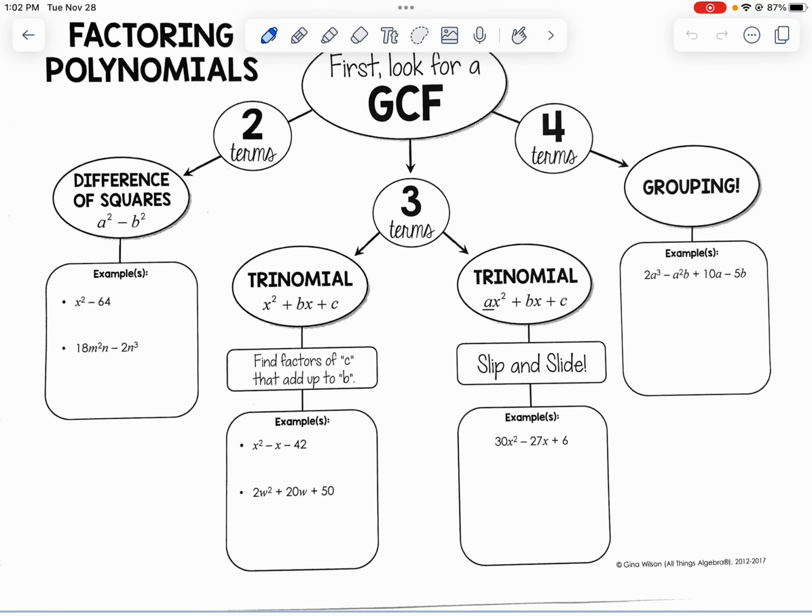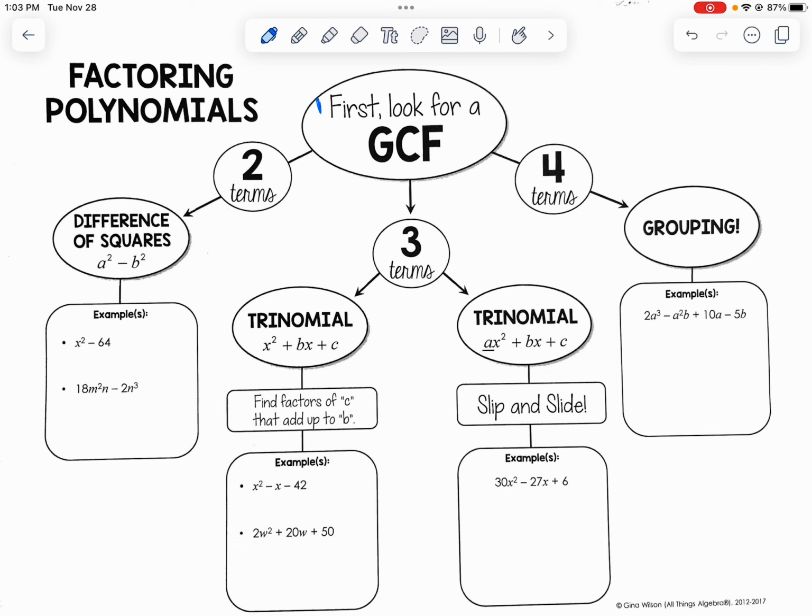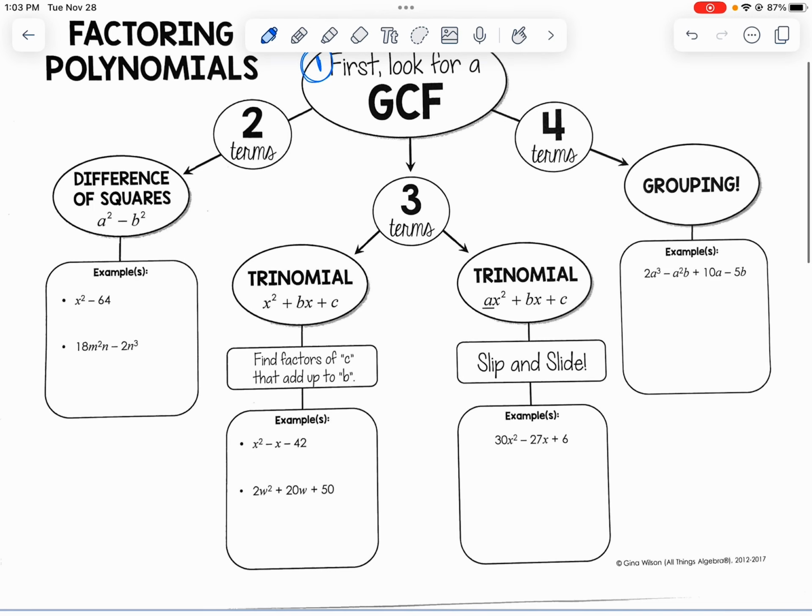Hello everyone, welcome to the guided notes video on a review of factoring polynomials. When you're factoring a polynomial, the first thing you should do is look for a greatest common factor. That is going to make your life a whole lot easier when it comes to trying to solve a polynomial.